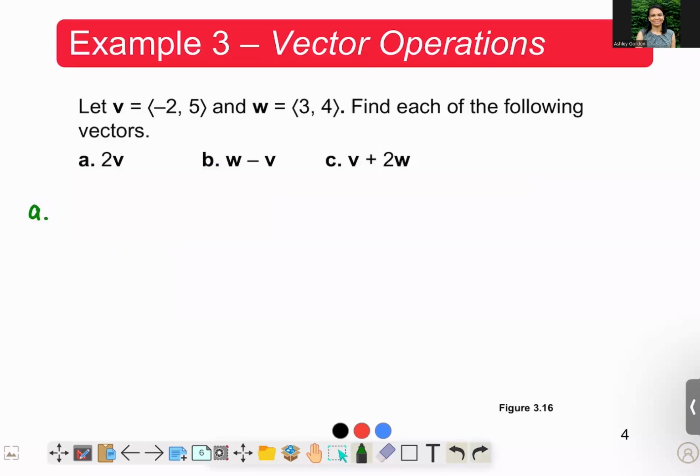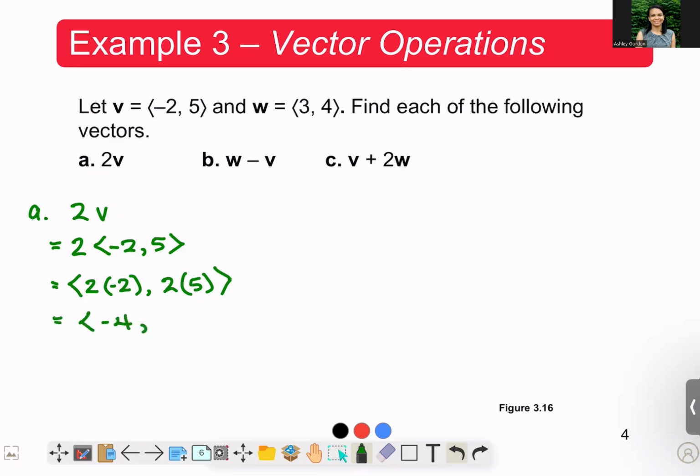So first we've got scalar multiplication. So we are going to multiply 2 by the components of the vector v that were given to us. So we're in a sense just distributing, we're multiplying each component by 2. So we've got negative 4 and 10. Those are the components of the vector 2v.